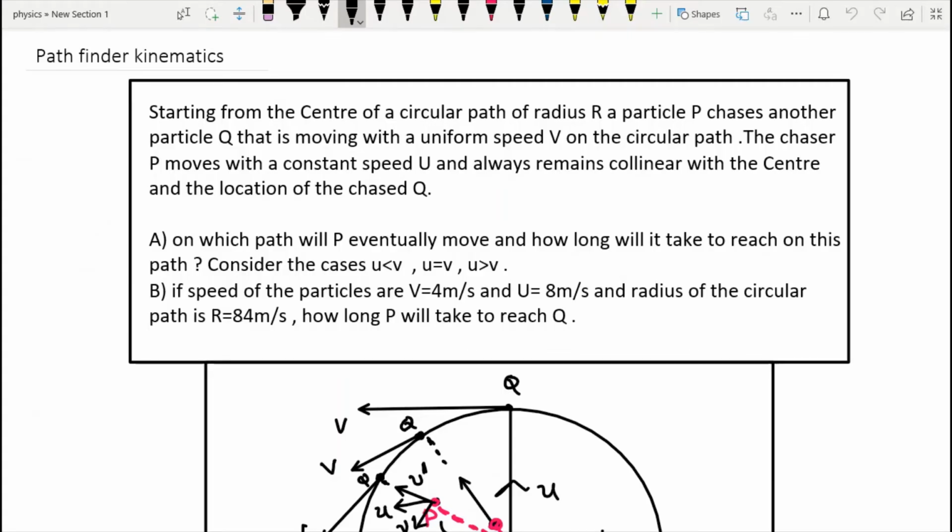Yeah. Again, we came up with another new problem from the Pathfinder book, and this problem is taken from Challenge Your Understanding in the kinematics section. Okay, let us start the problem.